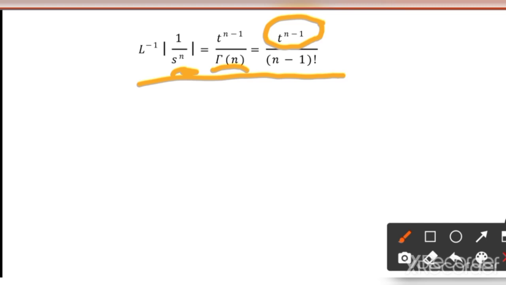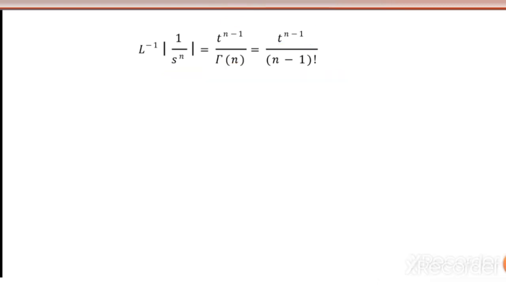So we replace n by n minus 1. Then 1 over s power n plus 1 becomes 1 over s power n minus 1 plus 1, that is 1 over s power n. So we'll have a result for 1 over s power n rather than 1 over s power n plus 1. What will be the result? Earlier we had t power n by gamma of n plus 1; replacing n by n minus 1, it is obviously t power n minus 1 by gamma of n. That's how the result for 1 over s power n is t power n minus 1 by n minus 1 factorial.